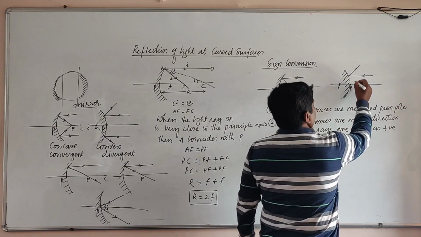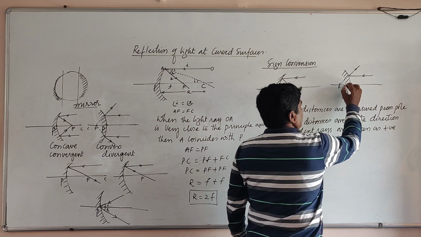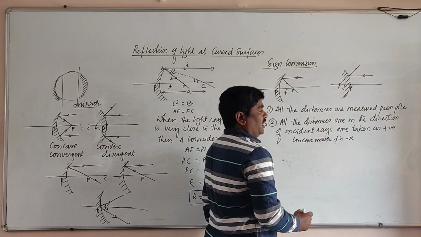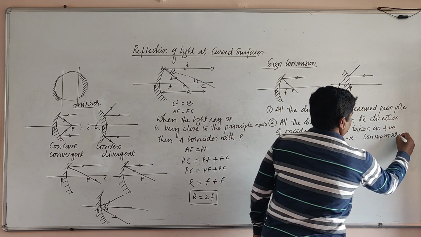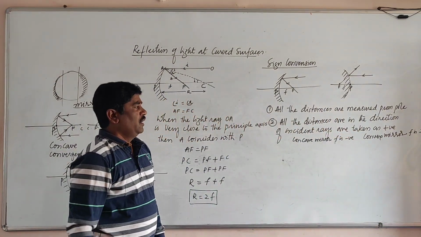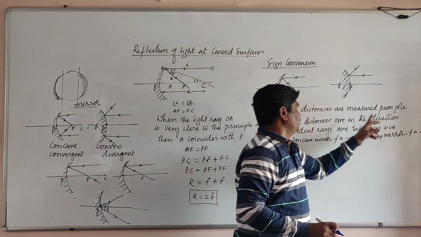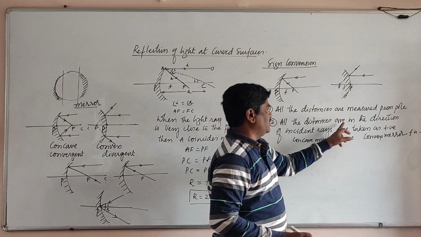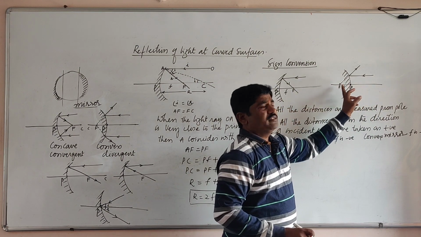But in the case of a convex mirror, you see, the incident ray is this one, and the distance measured from the pole P to F is taken as positive. Why positive? Because we are taking that distance in the direction of the incident ray. Therefore, in a convex mirror, the F value is positive. If it is in the direction of the incident ray, it is taken as positive, and opposite to the incident ray direction is taken as negative.